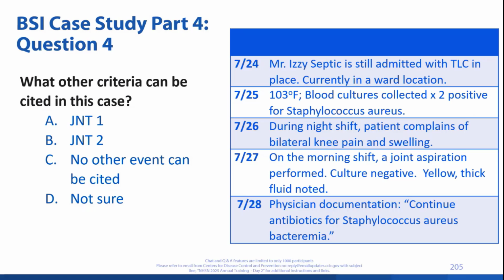So what other criterion can be cited in this case? A, joint 1, B, joint 2, C, no other event can be cited, or D, not sure. Whoever gets this one correct gets the gold star. Seeing mostly B's here, so we'll have to see if they get that gold star. Oh, they got the gold star.